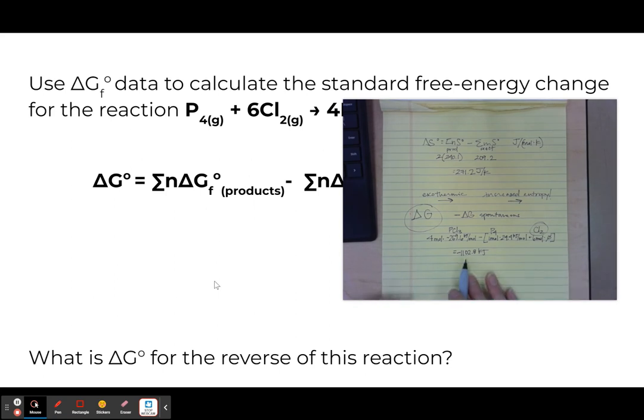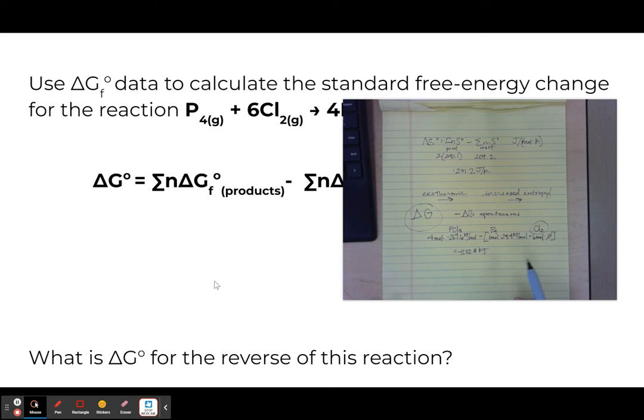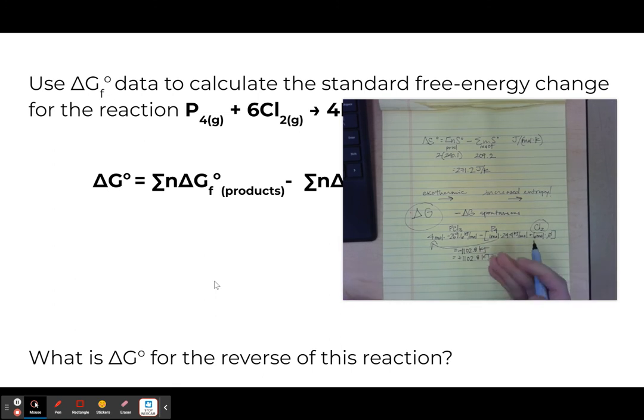So I got negative 1,102.8 kilojoules. If we were to reverse this, right? So what ends up happening is this goes over here, and then this ends up getting subtracted. We're actually just going to flip the sign. So hopefully you remember that pattern back from enthalpy. Our delta G is going to work the same way if you do forward and reverse.